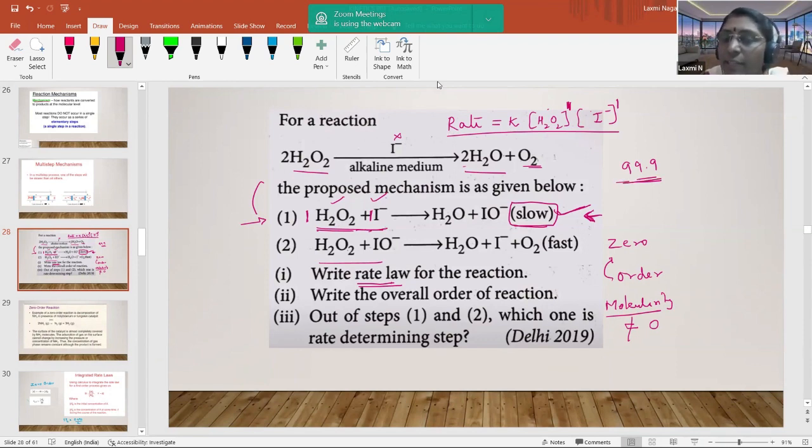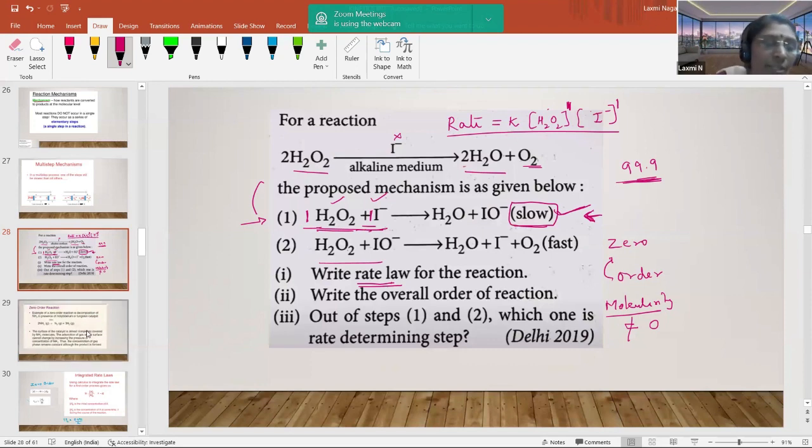So you can always say that in complex reactions, whenever a reaction is happening in a complex way, that is, a reaction happening in a number of steps, the sum of the coefficients of the reactants is equal to the order, and the order itself is the molecularity. So that clarity you have to give them, that molecularity is the same as the order for the rate determining step, except for zero order reactions.